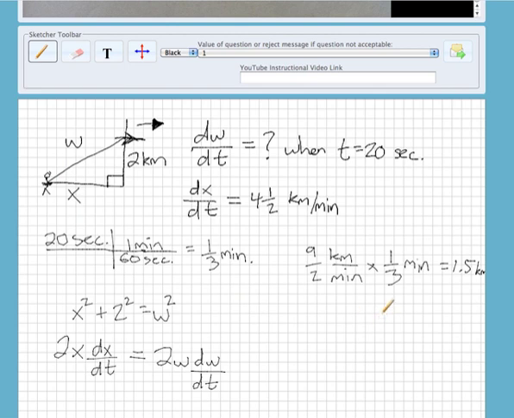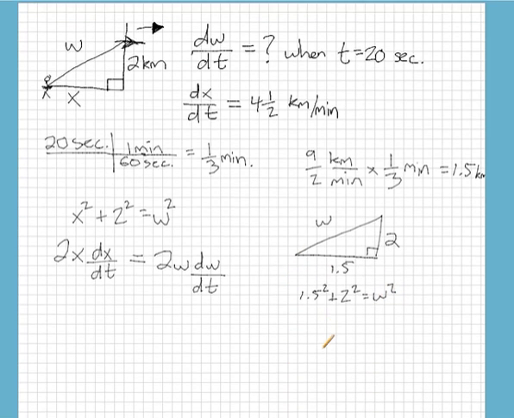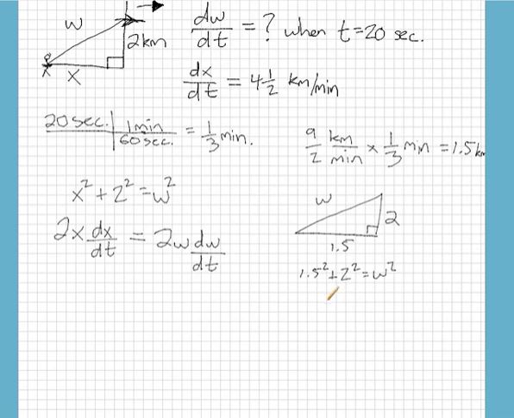Now I'm going to draw that same triangle here: this is 1.5, this is 2, and then w. If we set up 1.5 squared plus 2 squared equals w squared and solve for w, I'm going to save you the time here, we get w equals 2.5.